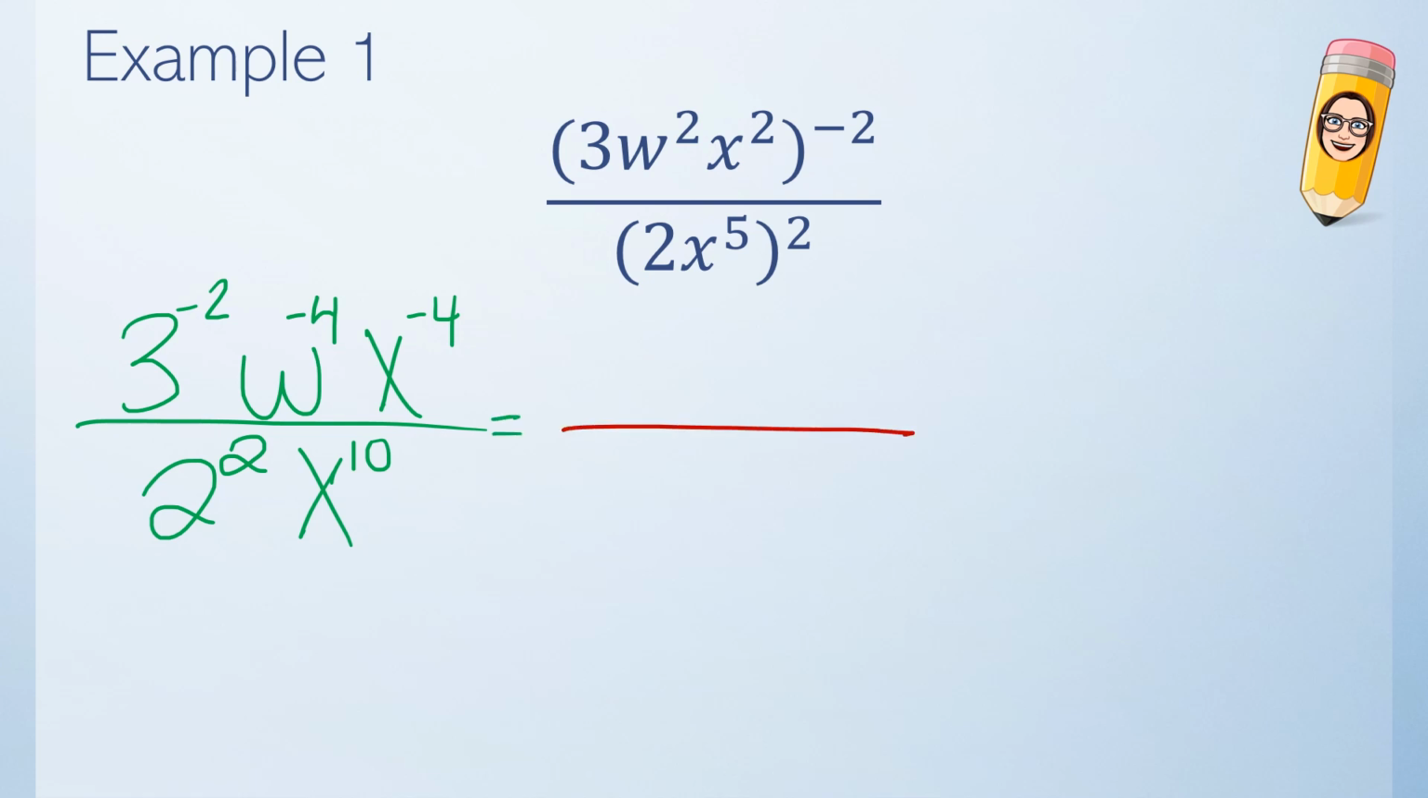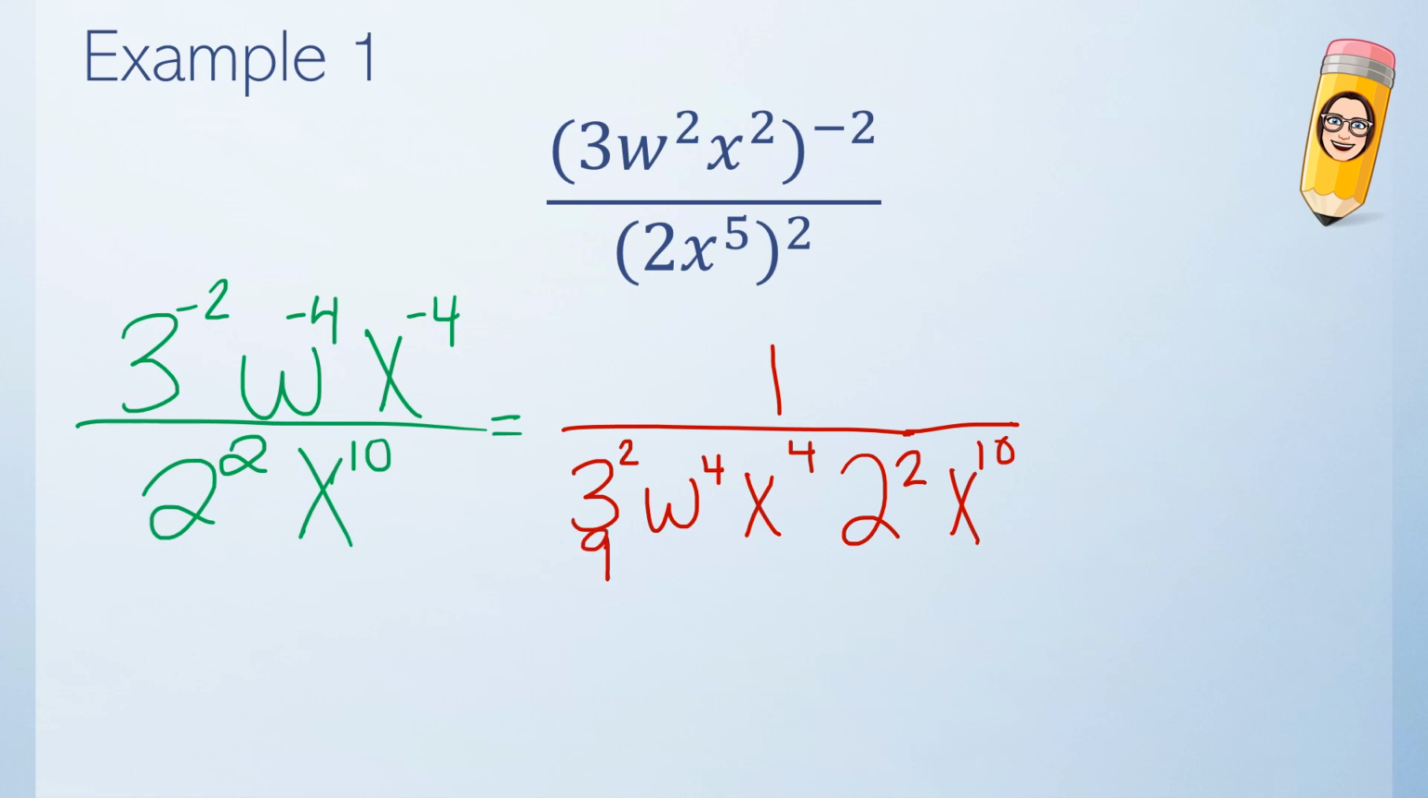So next, I'm going to move my negative exponents. The 3 gets kicked to the bottom. The w gets kicked to the bottom. The x gets kicked to the bottom. The 2 squared stays in the bottom, and the x to the 10th stays in the bottom. That means I just have a 1 left over.